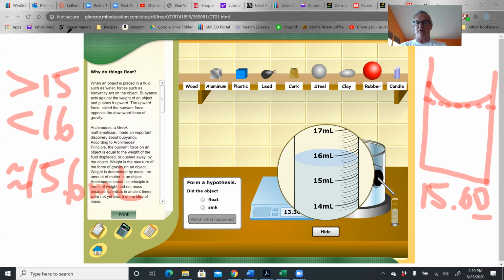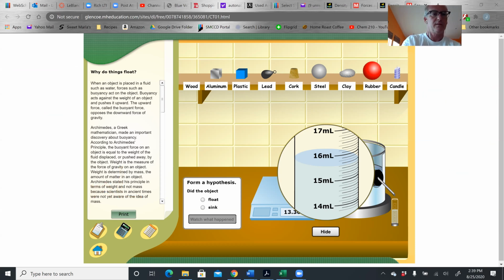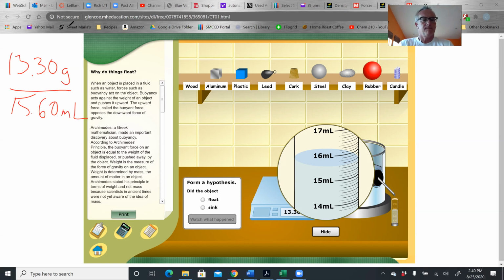So what was our mass? I can't remember what our mass was. 13.30 grams. Let's write that down. So our mass was 13.3? Yes, 13.30 grams. Okay. And our volume, what were we going with? 15.60 milliliters. So what is our density?